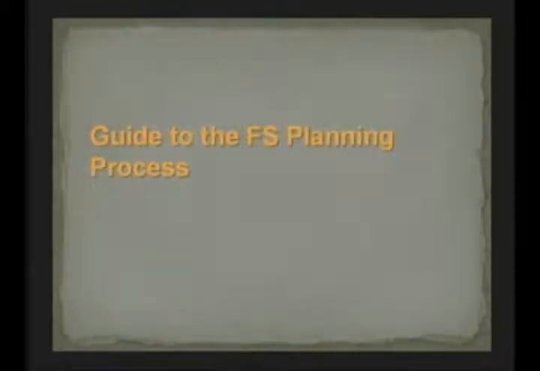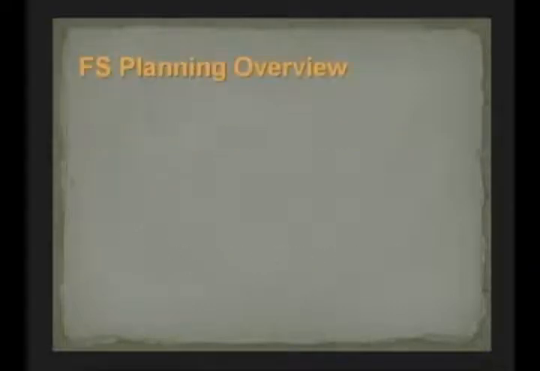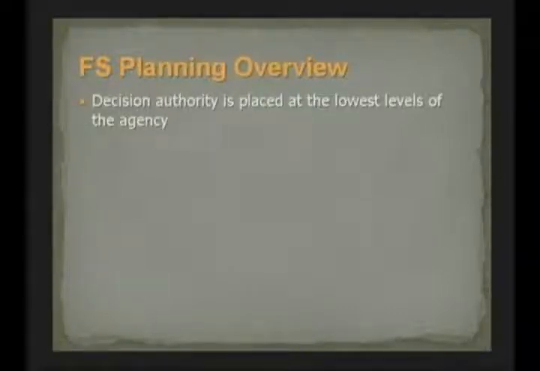Understanding the planning process is important because the world is run by those who show up. You need to show up in order to be effective. Let's have a look at an overview of the Forest Service planning process. Decision authority within the Forest Service is placed at the lowest levels of the agency. Involvement needs to start at the ranger districts.